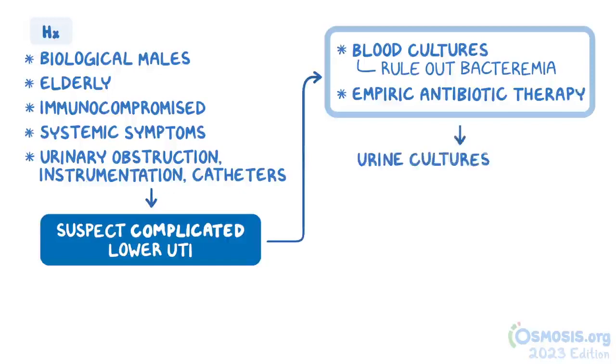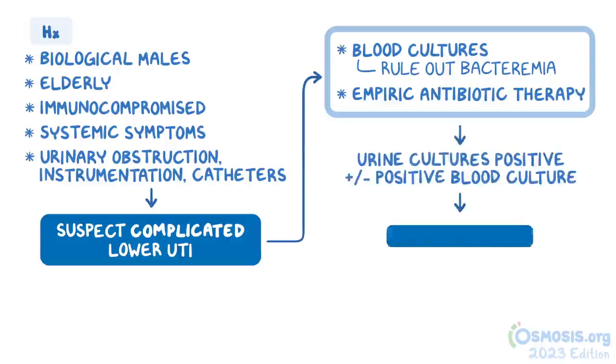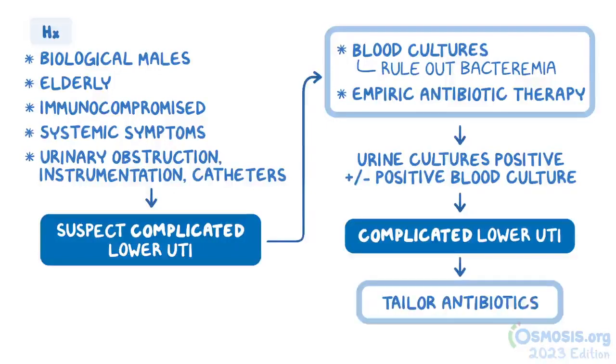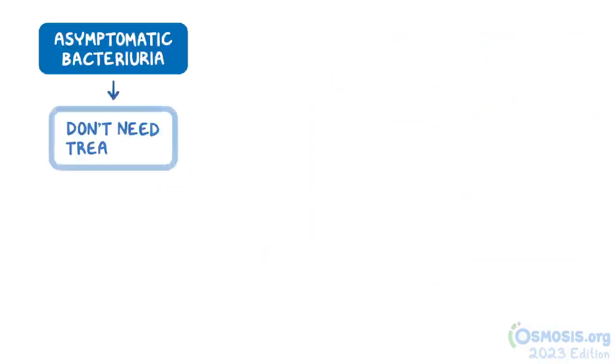If the patient is a healthy premenopausal female and has no systemic symptoms, you can suspect uncomplicated lower UTI. Treat with empiric antibiotics, and once you get culture results, consider tailoring antibiotics.